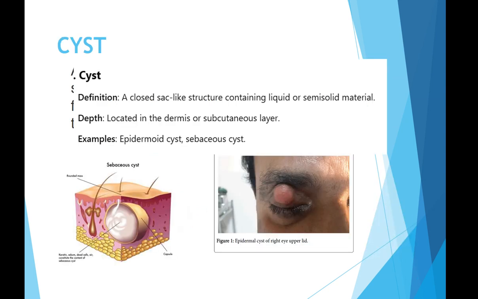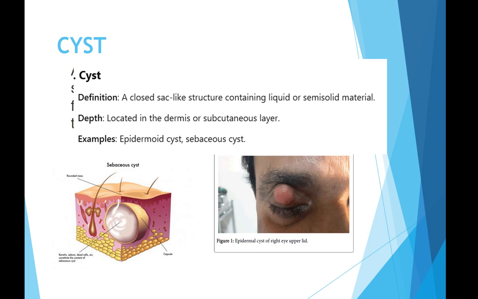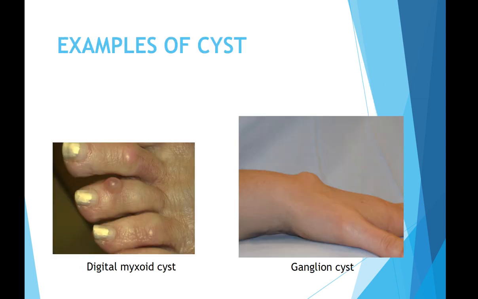Now coming towards the cyst. Okay, so there's a difference between the abscess and a cyst, because an abscess was filled with pus, whereas a cyst is an encapsulated structure that contains a liquid or semi-solid material, right? And it's more movable and located in the dermis or the subcutaneous tissue. Like this, you can see over here, it's in the dermis. So examples are the epidermoid cyst or the sebaceous cyst. Like you can see over here, this is an epidermal cyst on the right upper eyelid. Now, this is also another example, digital myxoid cyst and ganglion cyst, that are being shown over here.